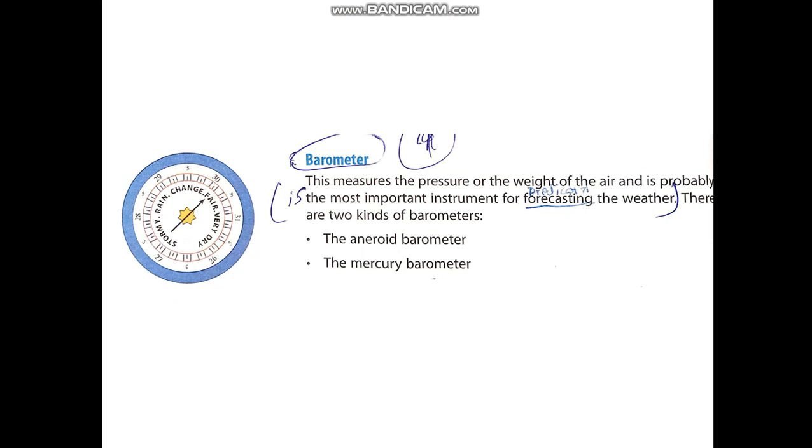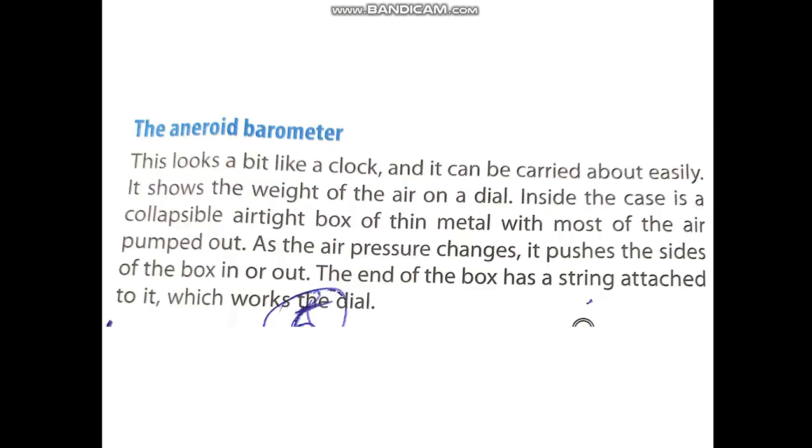Then comes the barometer. This measures the pressure or weight of the air and is probably the most important instrument for forecasting the weather. There are two kinds of barometers, the aneroid barometer and the mercury barometer. Now what is the aneroid barometer? This looks a bit like a clock and it can be carried about easily.